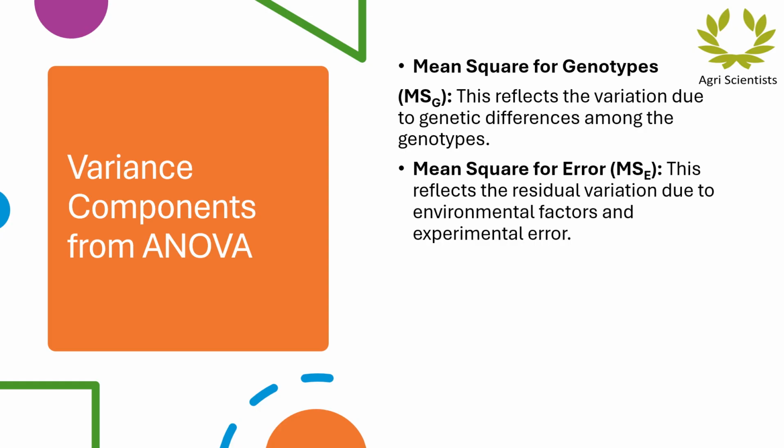Variance components from ANOVA. Mean square for genotypes reflects the variation due to genetic differences among the genotypes. Mean square for error reflects the residual variation due to environmental factors and experimental error.